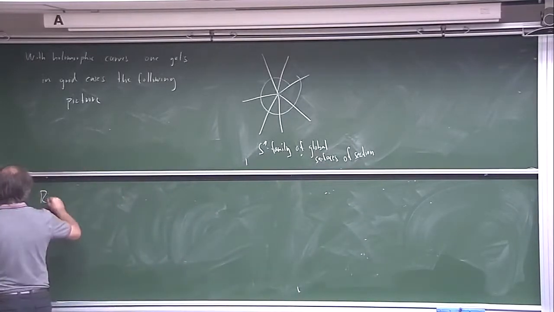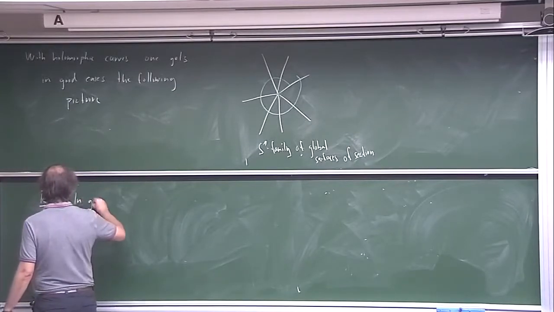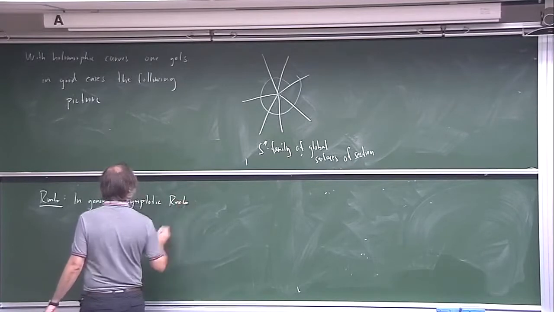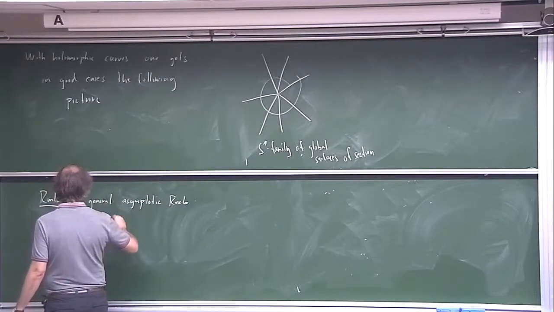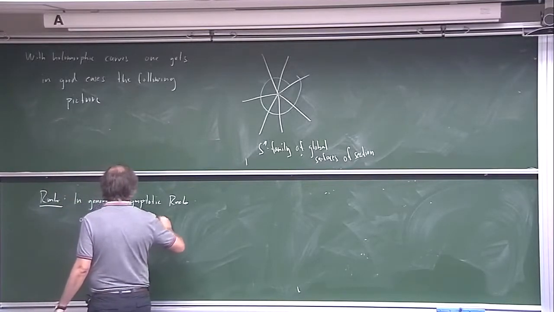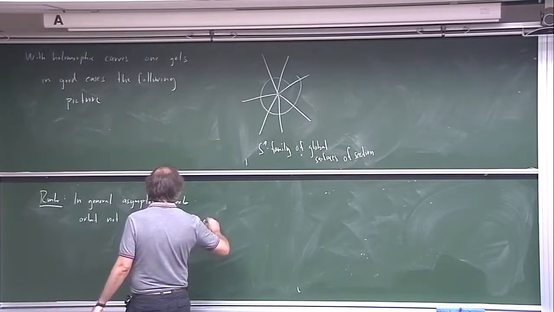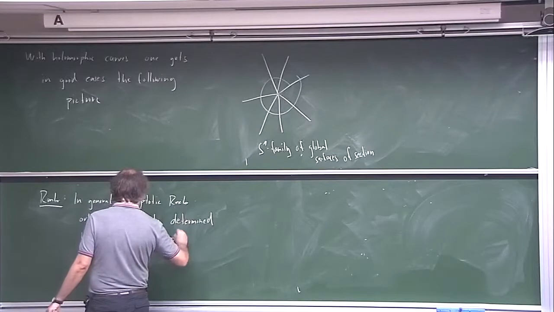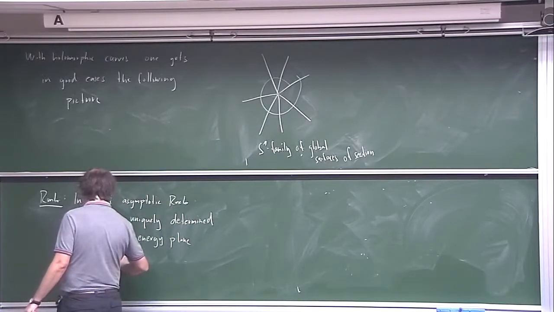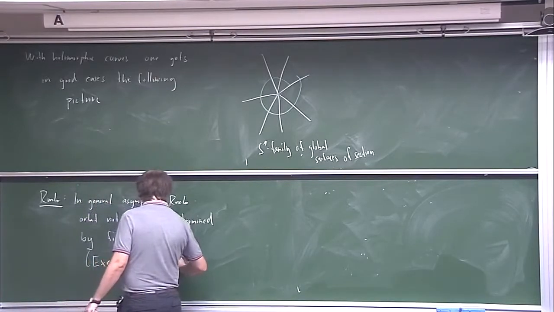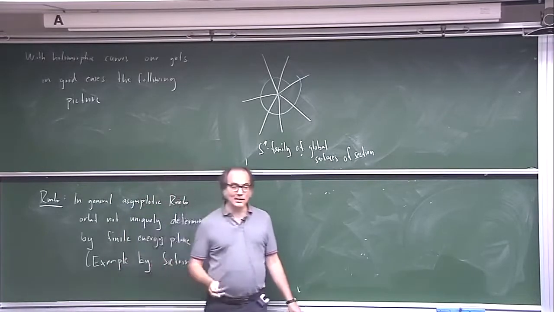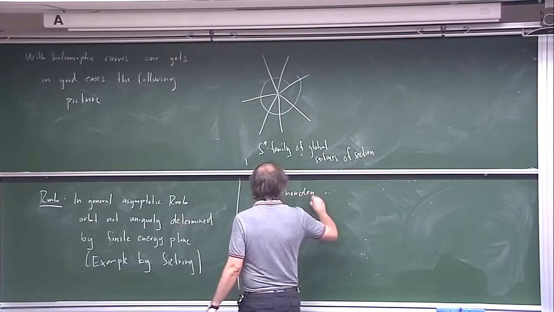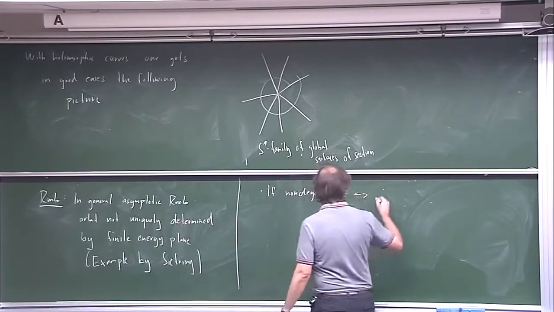So remark: in general, the asymptotic Reeb orbit is not uniquely determined by a finite energy plane. And these are also examples. But it will be unique if it's non-degenerate. If non-degenerate, then uniqueness follows.